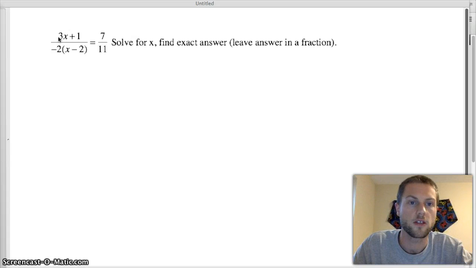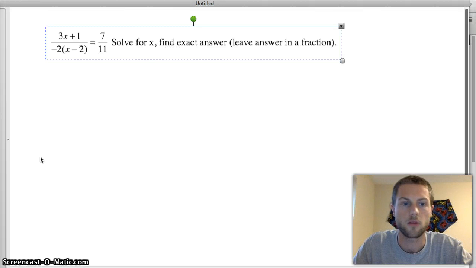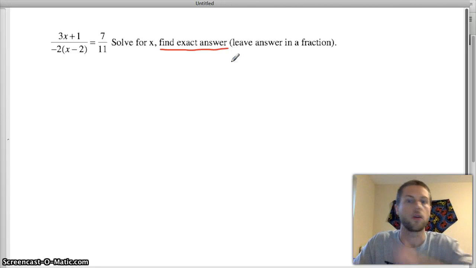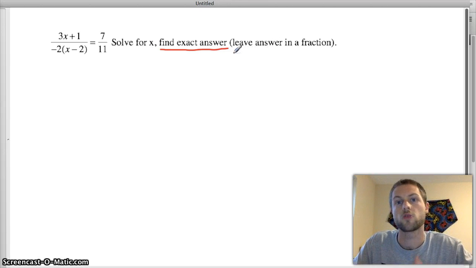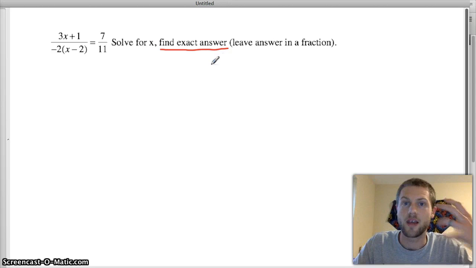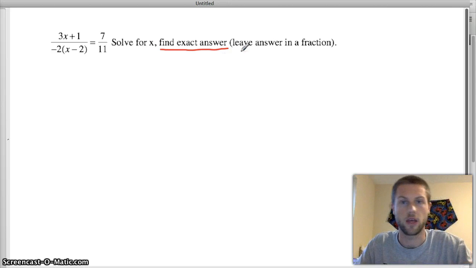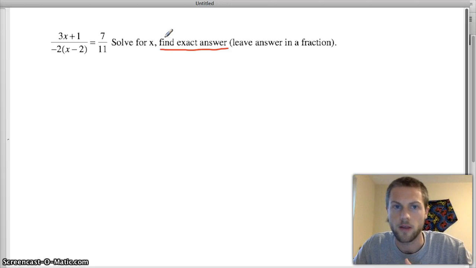So I'm looking at this problem here, and it's telling me to solve for x and find the exact answer. We haven't talked much about the whole finding the exact answer thing, but that's going to be important. We want to leave our answer in a fraction. We don't want to do any decimal rounding, nothing like that. This way we can find out what our exact answer is and not just an approximation like a decimal readout would give us. So that's really all I have to say about that.